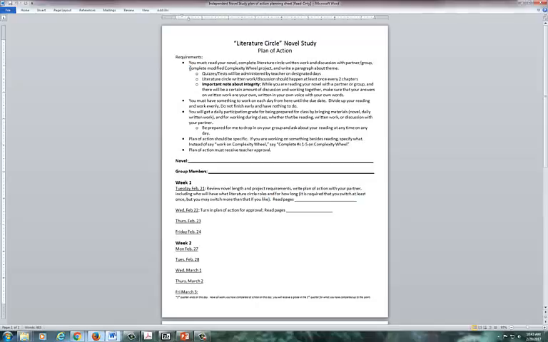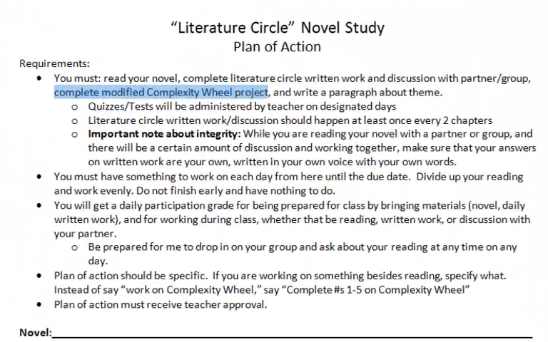Okay, the next thing I want to talk about is the modified complexity wheel project. This is another part of the required work that goes along with this literature circle novel study. You received both the wheel itself and the packet where you answer the questions listed on the wheel. So go ahead and get out that wheel and that packet, because there's another thing that I did not tell you in class, if you were in class.